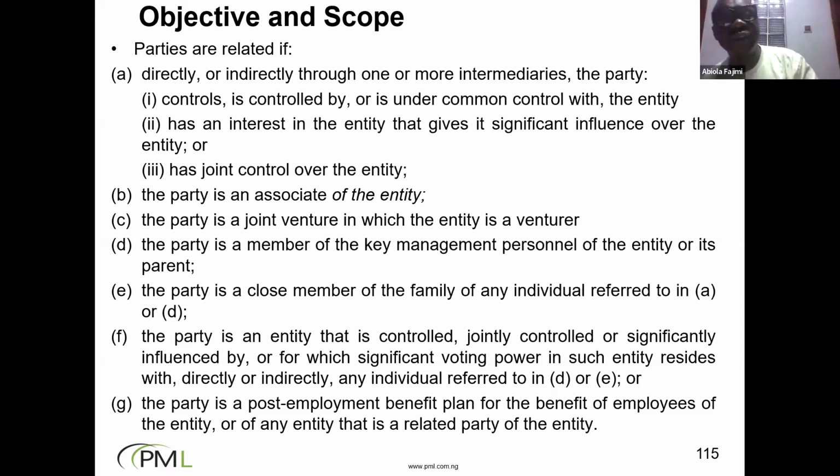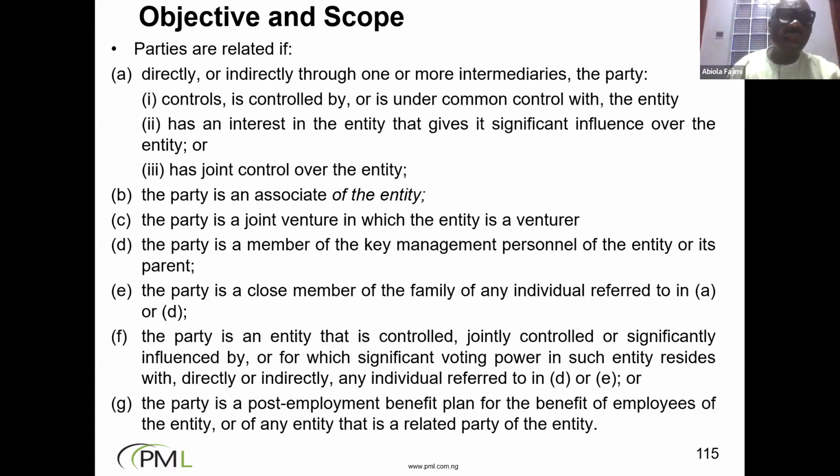Let me break it down in simple English. A party is related if, one, you are under the same control, so one common group is controlling two of you. Or two, you are being controlled by someone, then you are also a related party to that person. If you are owned by the same director, you are also considered a related party. If you have significant interest over another entity, for example more than 20% shareholding, then that entity is also considered a related party to you. If you're a joint owner of an entity, you're also considered a related party.